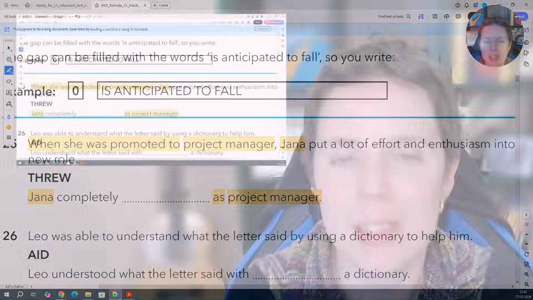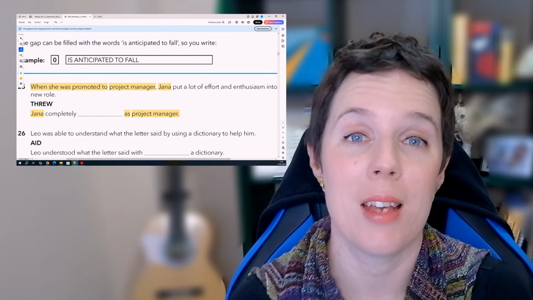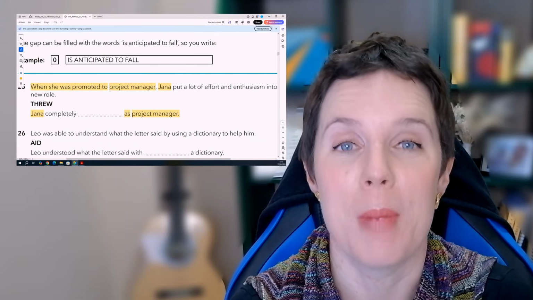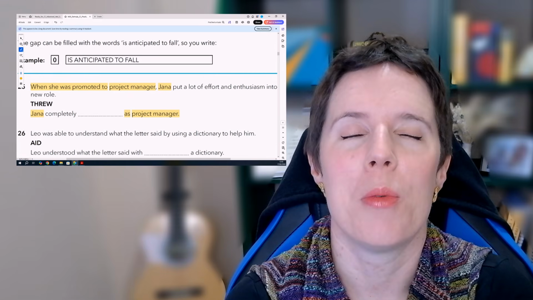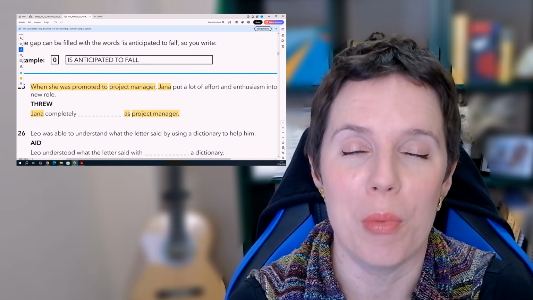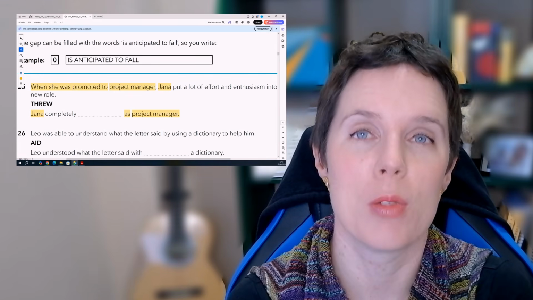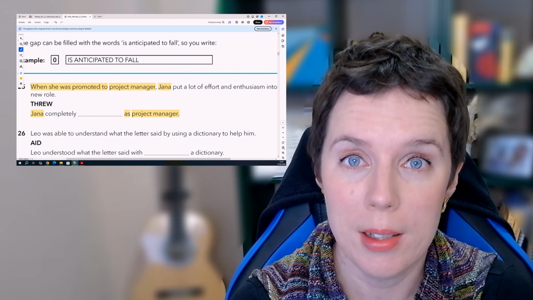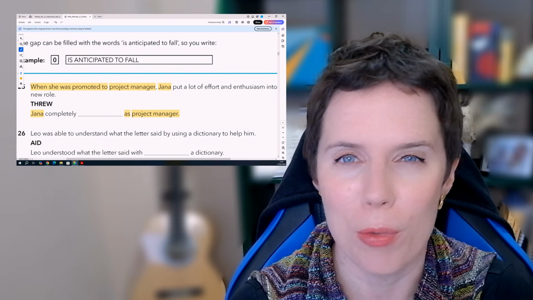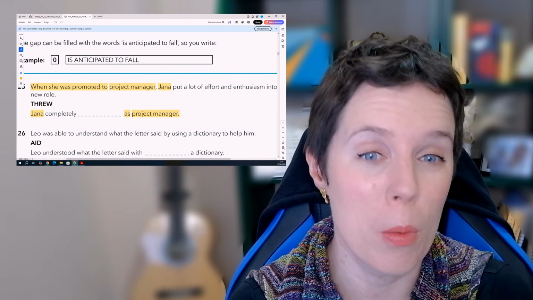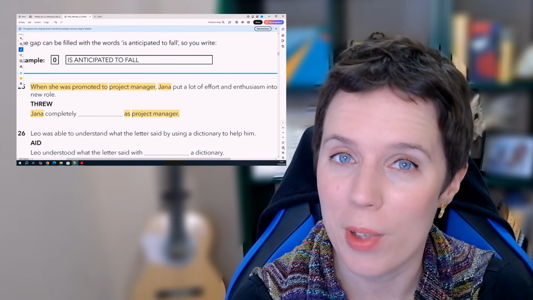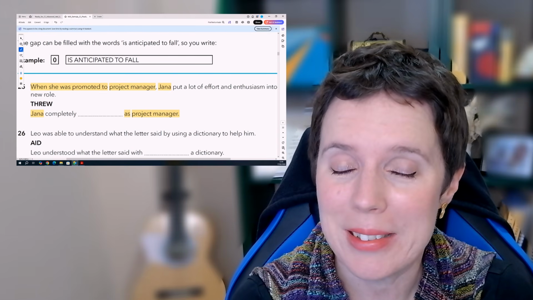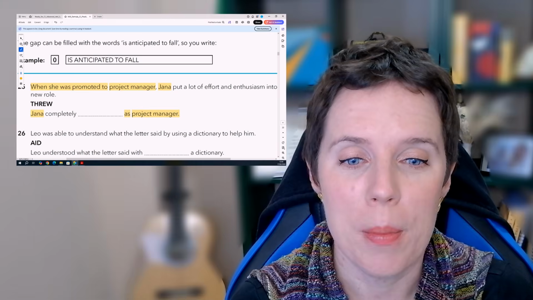Okay, this is going to be a tricky one because it's testing you on an idiomatic expression. And if you don't know the idiom, it's really hard to guess. This is when they test you on vocabulary, this is where it gets tricky. The grammar's easy enough, but if you don't know the phrasal verb or you don't know the idiom, you're just going to have to guess. Okay, so we'll take a look again.